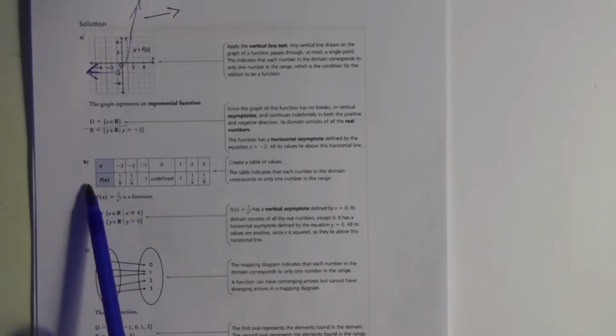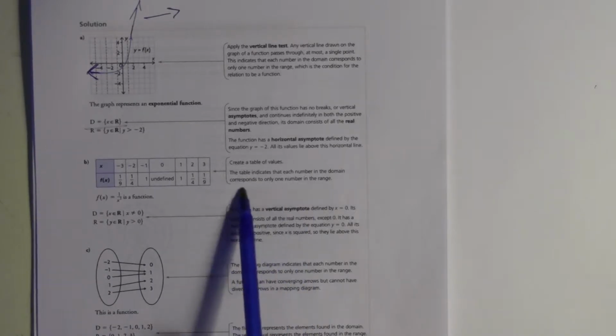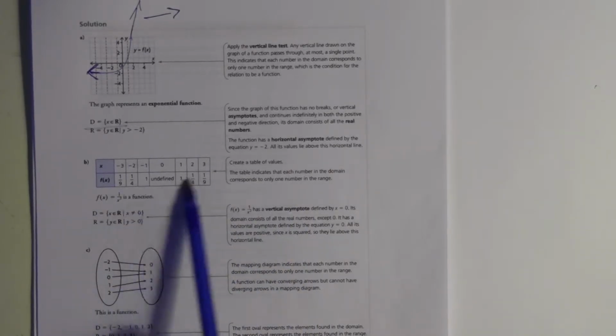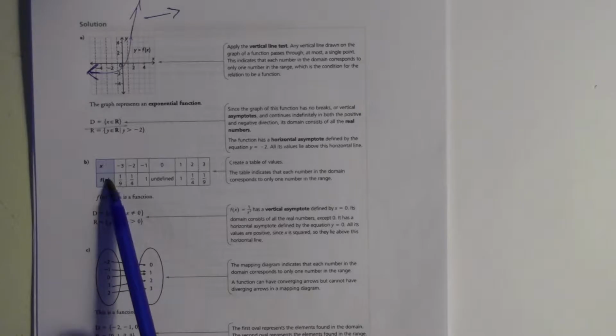All right, next one. It's coordinates. They're using a table of values, and they're subbing in values to see that there's a unique value of y for each value of x. Okay, so they figure out it's a function.